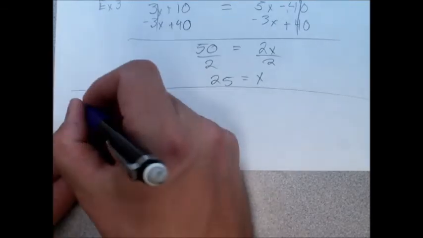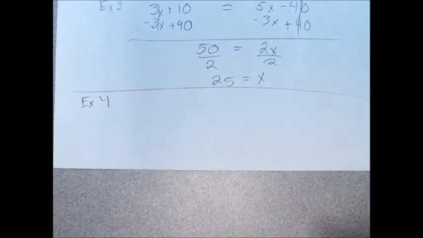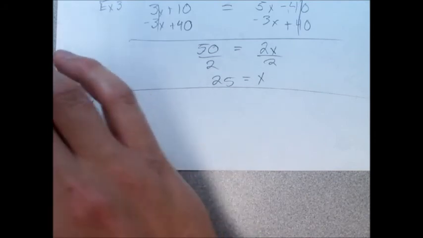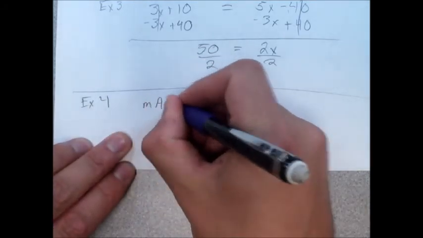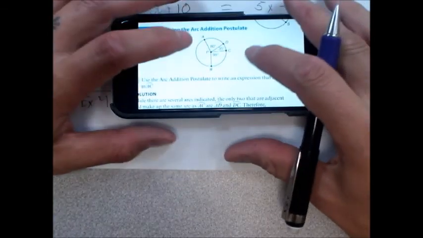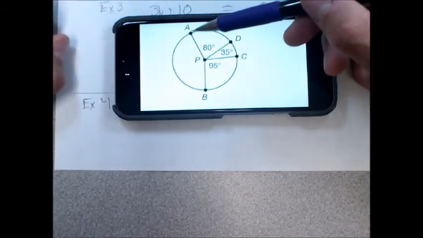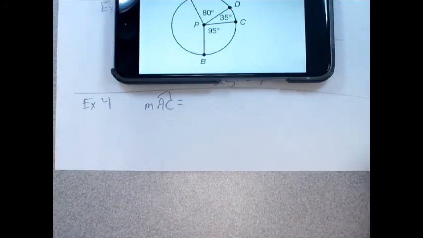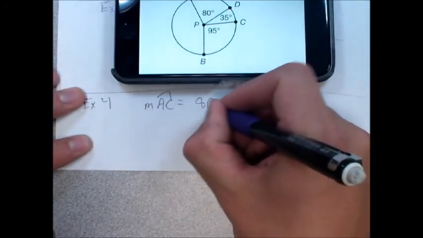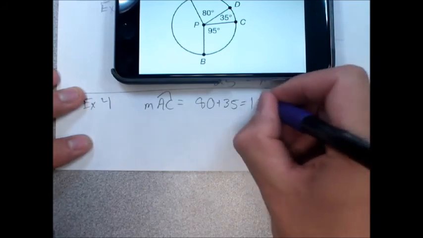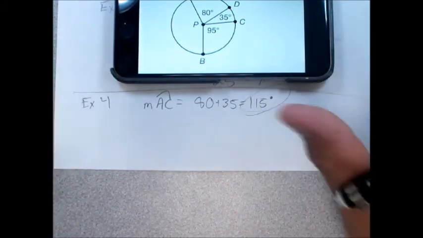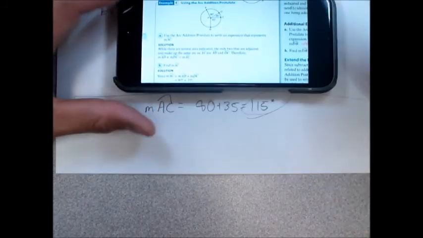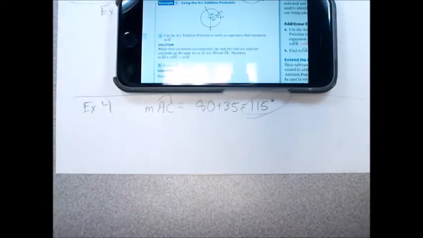Okay, so on example 4, we're going to use that idea. I'm going to zoom in on this. It says, using the arc addition postulate, write an expression to represent the measure of arc AC. All right, so here we go. Here's our picture. AC goes through AD, and it goes through DC. So what am I going to add together? 80 and 35. Simple enough, right? And when I add that together, I get 115 degrees. Don't forget your label. It's very important that you write that down. Okay, any questions there? It's really that easy. If I want to find AC, I just add them together like we did, right?